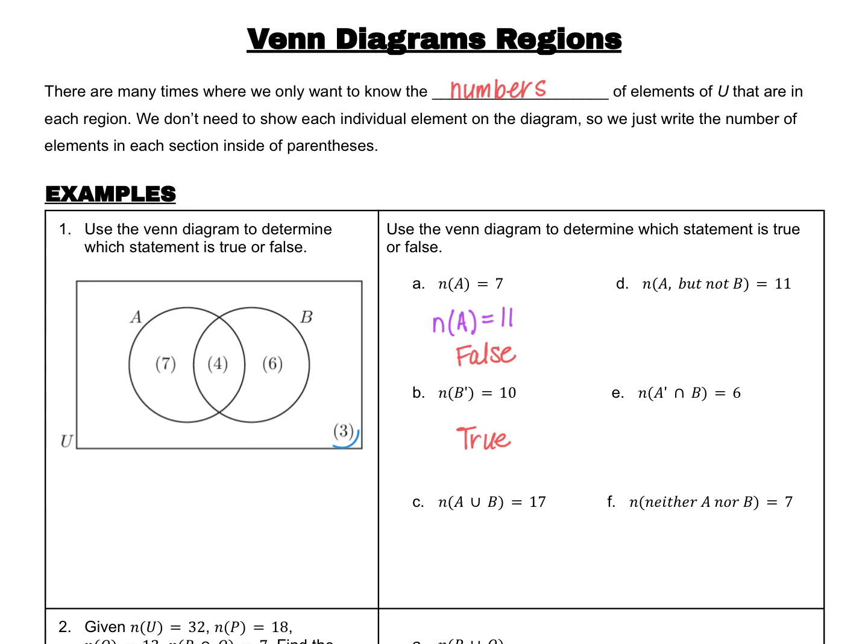All right. Next, we have question C, which is stating that the number of elements in the union of A and B is 17. Remember, union means I don't care whether you're in A or B or both, you're basically merged together. So the number of elements that are in A or B, remember, that union symbol, the key word for it is or. If we add all of those numbers up, we have 7 plus 4, which is 11, plus 6 is 17. So this is a true statement.